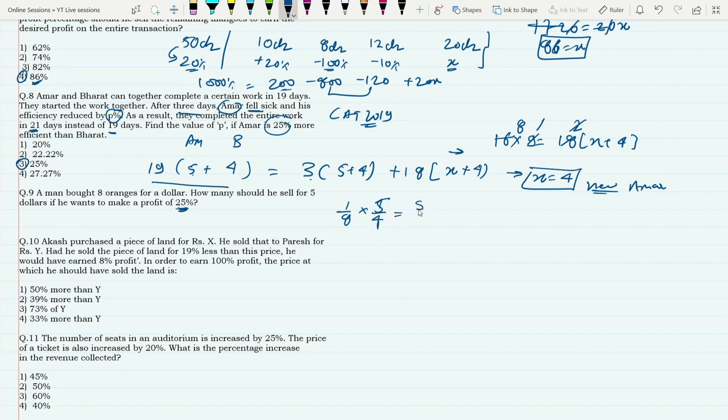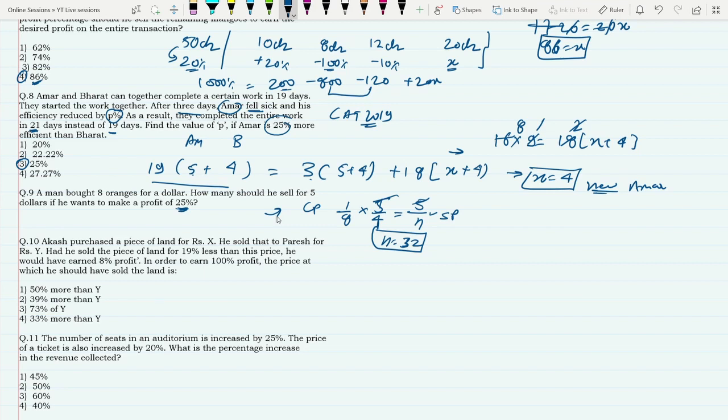The question is for $5, how many should he sell? Money above, quantity below. That is the price of single orange. The right side is the selling price. Left side is the cost price. Observe. 5 and 5 cancel. N is equal to 32. He must be willing to sell 32 oranges for 5 rupees if he wants to make a profit of 25%. Simple one-step problem. Done.